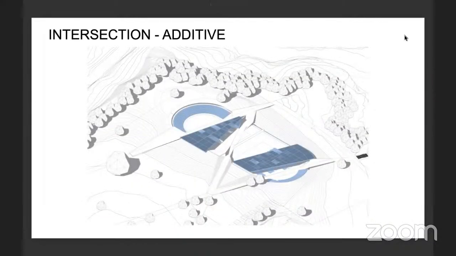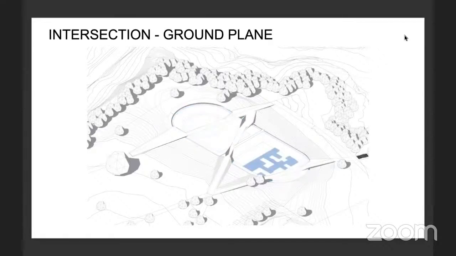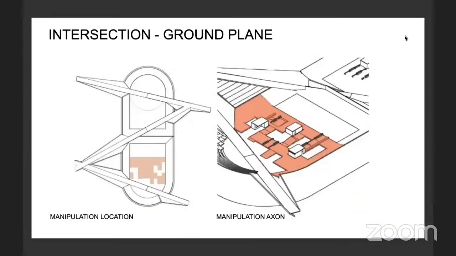The second major design move for the reservoir is the additive tectonic elements. The first additive element that we'll be looking at is the manipulation of the ground plane in the southern basin, highlighted here in blue. This element is designed as a wooden deck that defines program and creates an interactive environment for occupants.